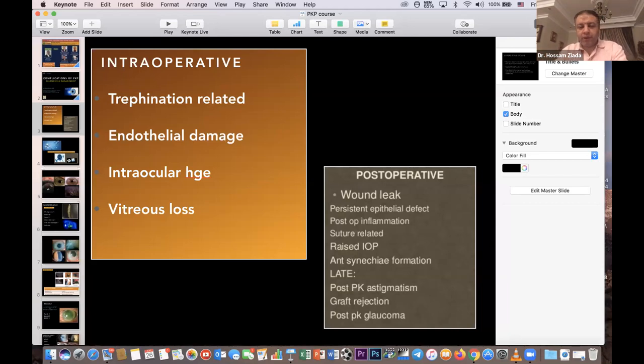The intraocular hemorrhage, I think, is related to improper trephination, over trephination, which is not adjusted, so the trephine may injure the iris and cause the intraocular hemorrhage. What about the vitreous loss in cases of triple procedure? This question is for Dr. Asaad.